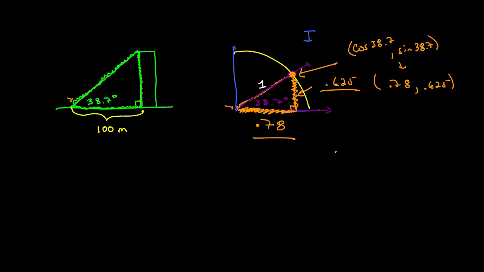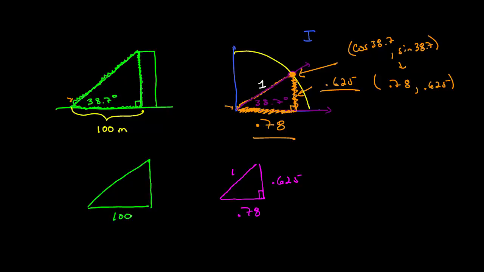So let me redraw this triangle over here. I'll do it in purple. Actually, I'll redraw both of them. I've got a small triangle which has a length here of 0.78, a length over here of 0.625, and a length here of 1. That's based off of the unit circle. Then I've got a triangle over here in the green. That's the building one. It's a lot bigger, obviously. It has a length down here of 100, and we don't know what this length is, and that's what we're looking for.